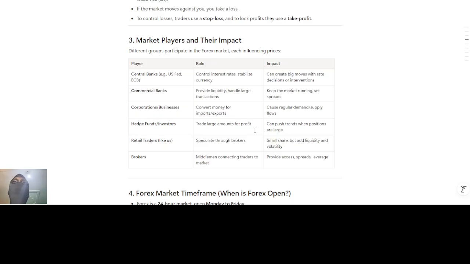So after that, we have corporations or businesses. These guys convert money for imports and exports. They cause regular demand and supply flows.